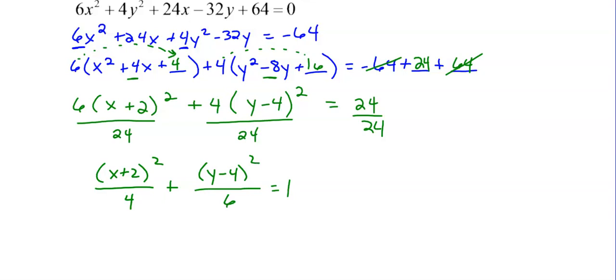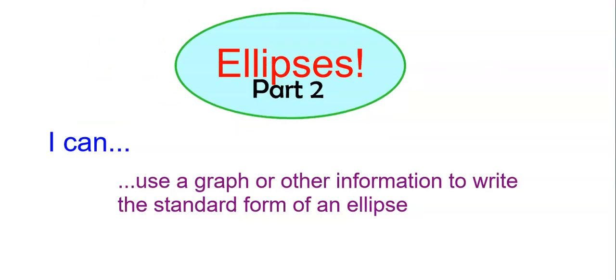And then you don't have to do any more right now, but just a little reminder here. Since the bigger denominator is with the y, you are going to have a vertical ellipse for that one. All right, moving on to part 2.